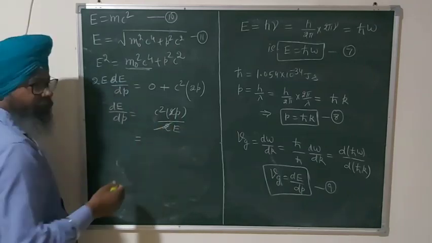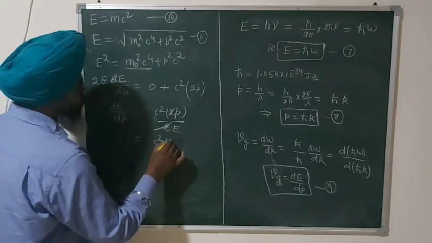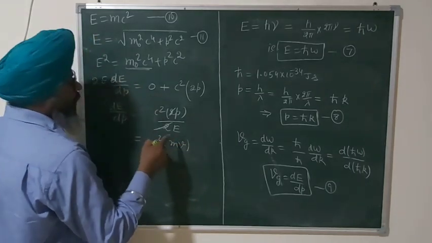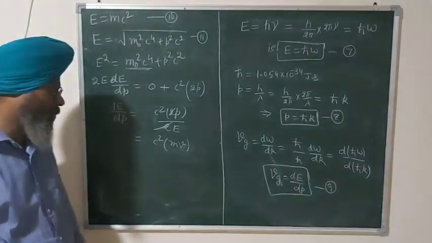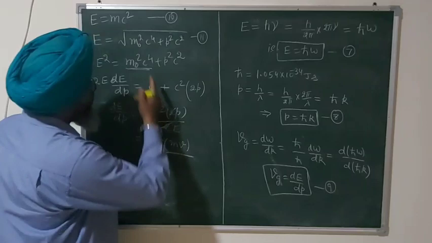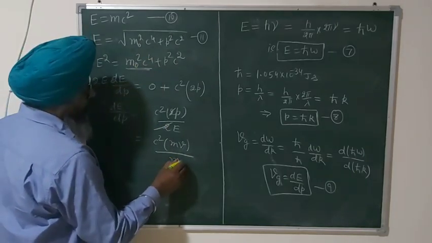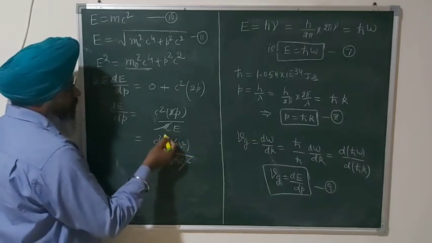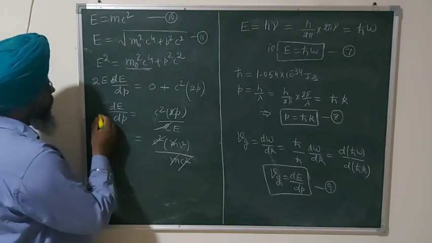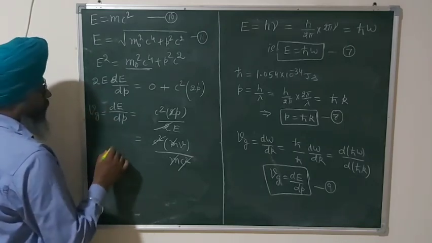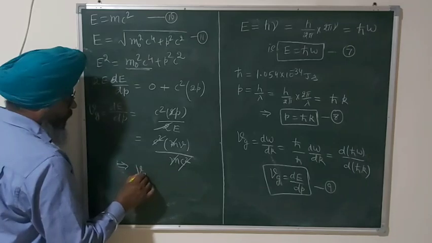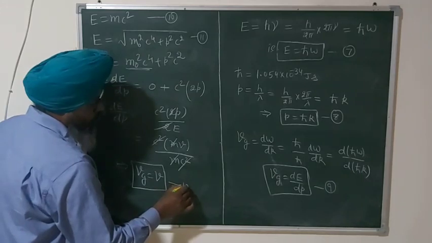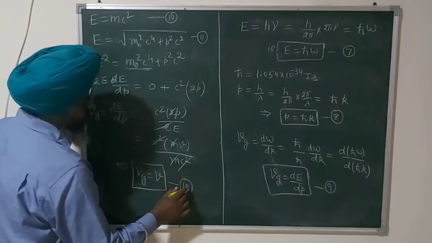Now what is p? That is the linear momentum of the object. It is always equal to mass in motion and velocity of the object. Velocity of the object is of course written by symbol v, and E is given by equation 10 also. It is m c square. Now m cancels with m, c square cancels with c, and dE upon dp is nothing but Vg. Hence, I get the result Vg is equal to V. This is equation number 12.